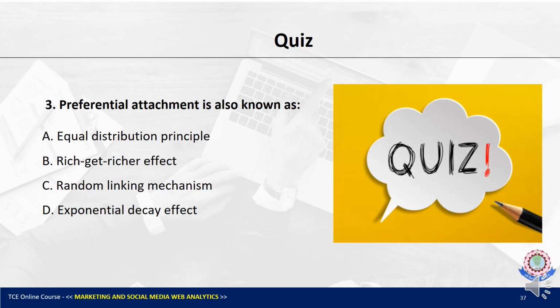Next question. Preferential attachment is also known as dash. The answer is the rich get richer effect. Preferential attachment explains how popular nodes get even more popular over time, creating a positive feedback loop.